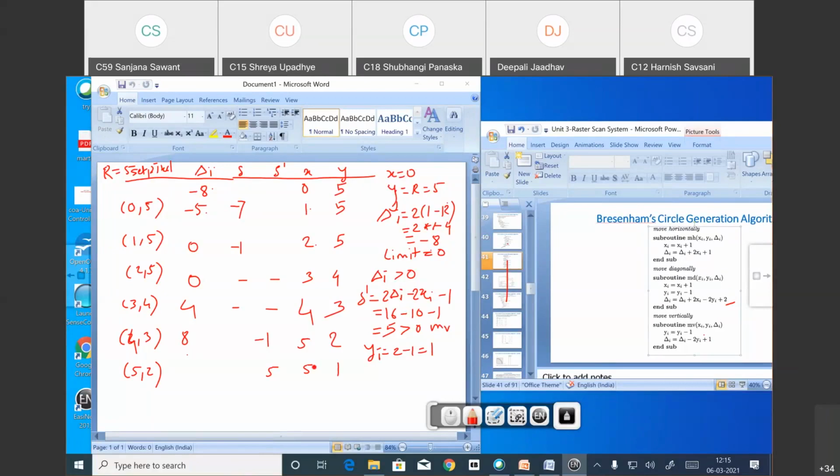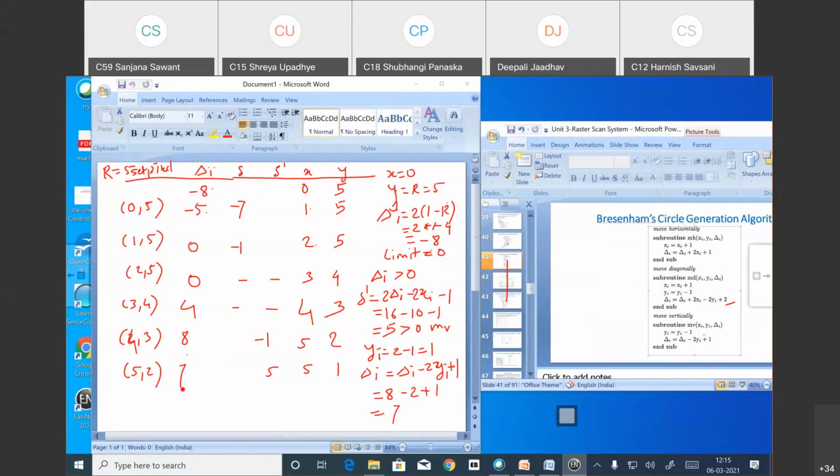And then we calculate delta I. What is delta I? Delta I minus 2yi plus 1. So delta I is 8 minus 2yi, 2, plus 1. So 6 plus 1, 7. So here it is 7.